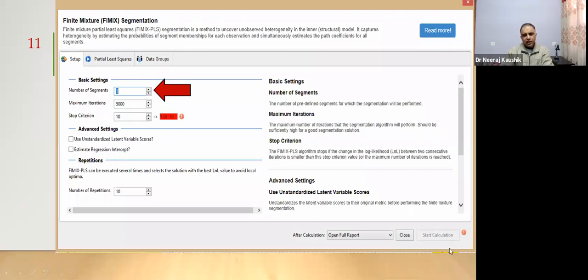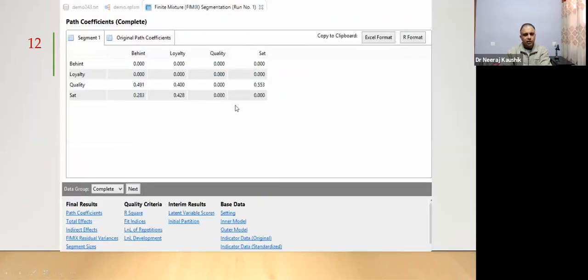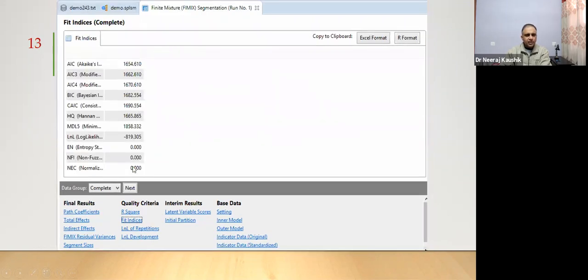By default, start calculation is not activated. You need to click it once, make it 9 and then 10, and then you can click on start. You will get values like this. What is meant by this? We have the fit indices here. Okay, come to the fit indices. These are the indices we will take.